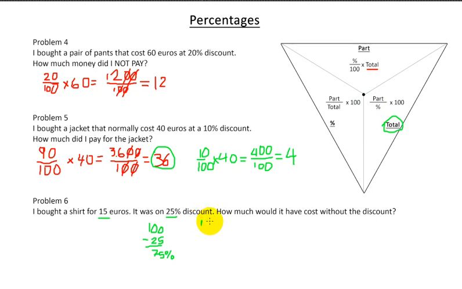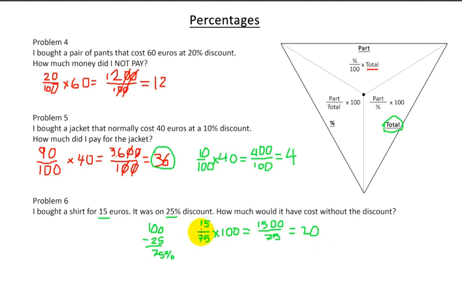What's the part? That's 15 over the percentage, 75, times the total, times 100, sorry. Now, if I were to do 15 over 75 vertically, actually, no, let's do it the same way we've been doing it. 15 times 100 would give me 1,500 over 75. 1,500 over 75 would give me 20.